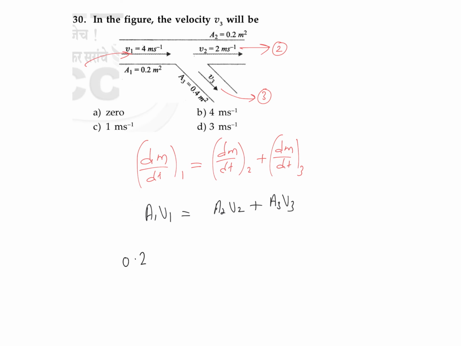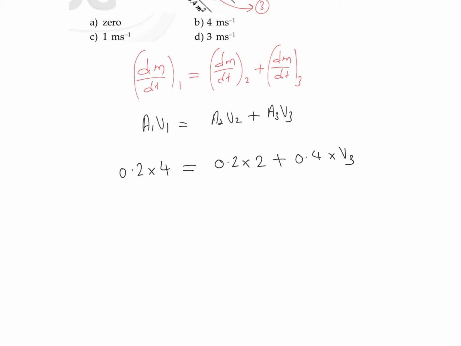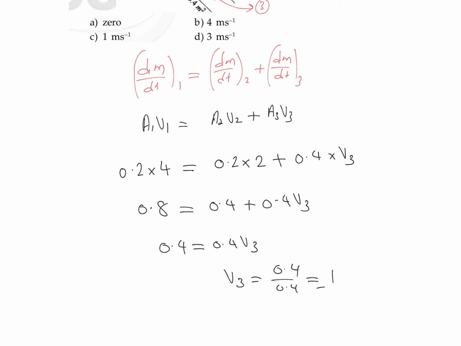A1 is given as 0.2, v1 is given as nothing but 4, A2 is given as 0.2, v2 is given as nothing but 2, plus A3 is given as nothing but 0.4, and v3 we can take as nothing but v3 over here. So this can be written as 0.8 is equal to 0.4 plus 0.4 into v3. So 0.8 minus 0.4 can be written as 0.4, which is equal to 0.4 into v3. So the value of v3 can be written as 0.4 divided by 0.4, that is equal to 1.